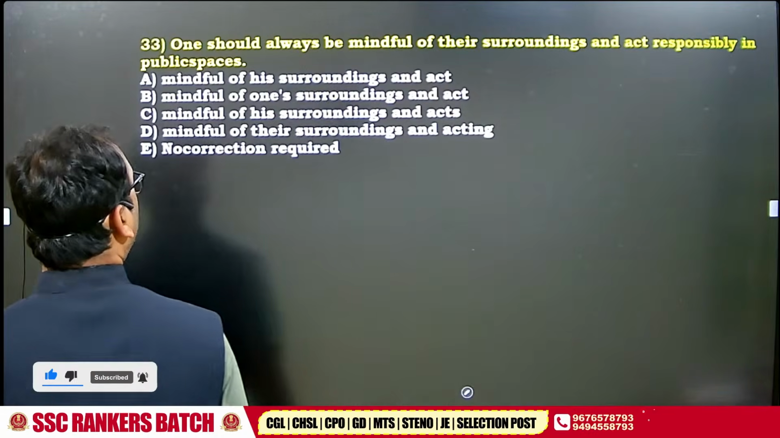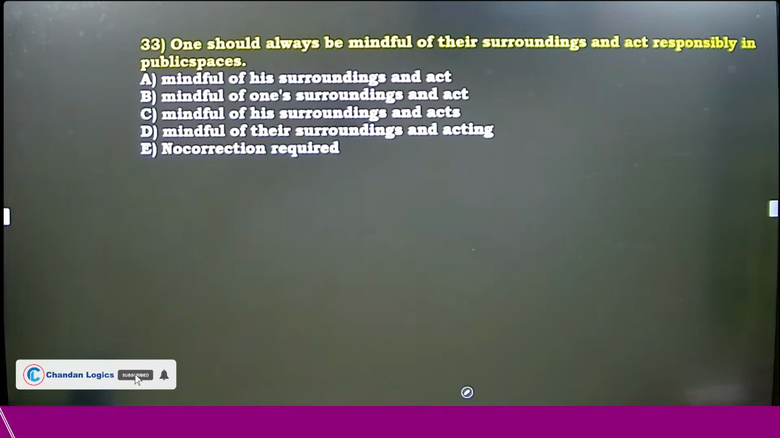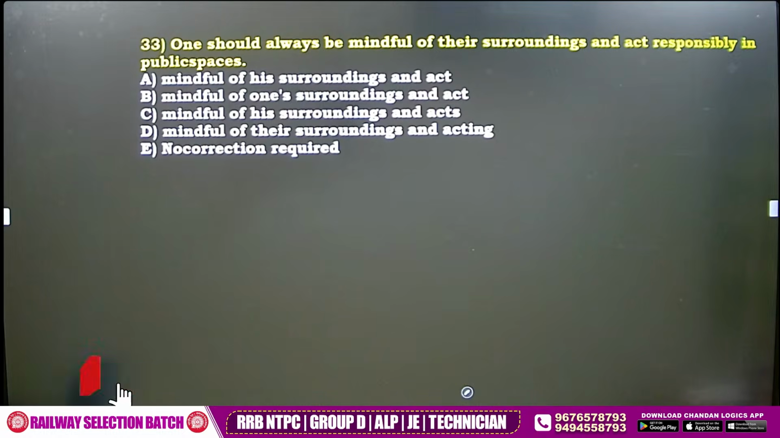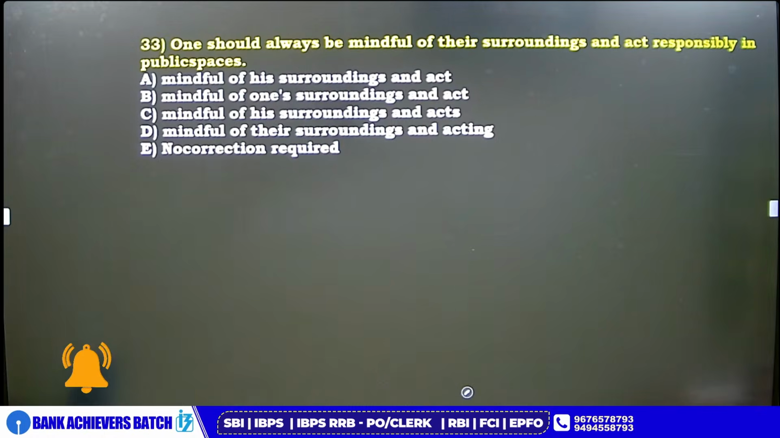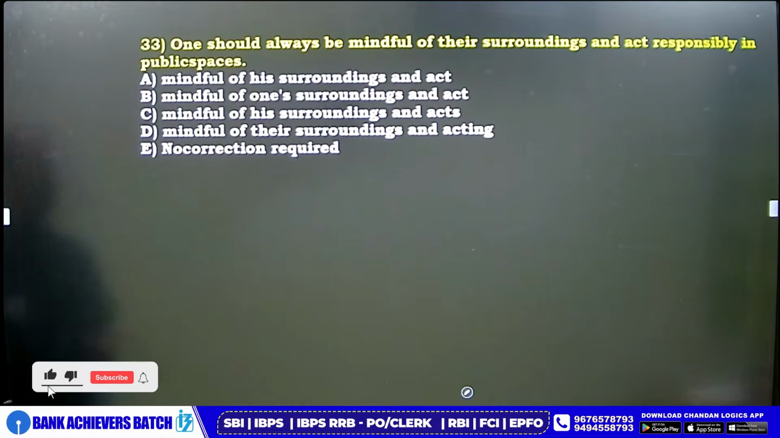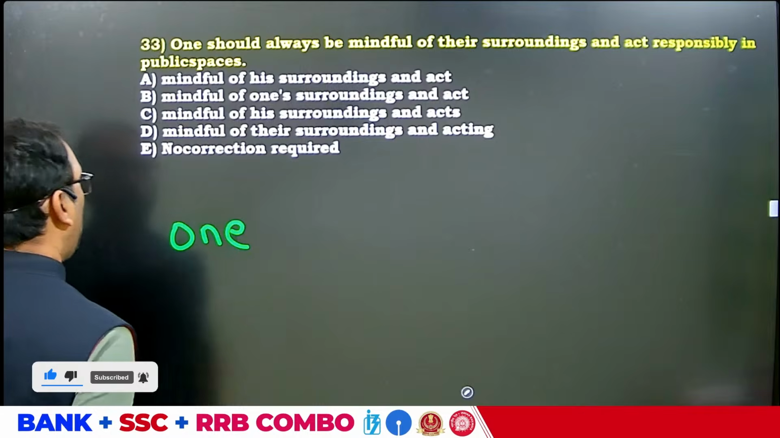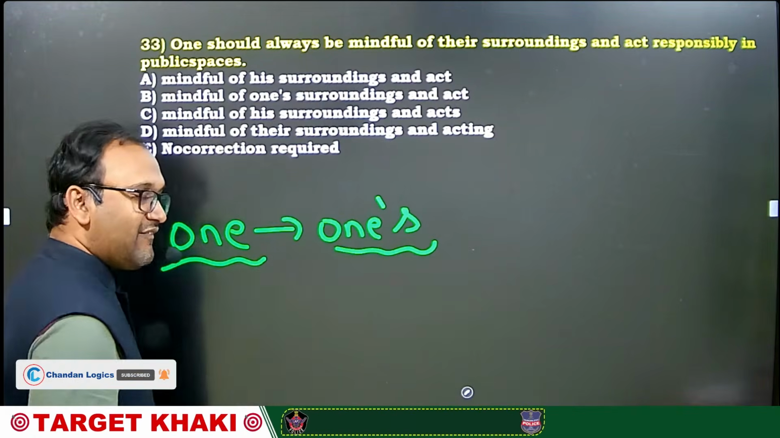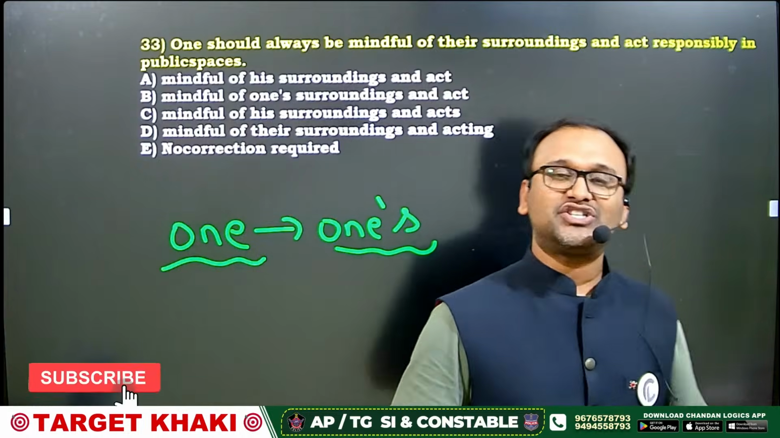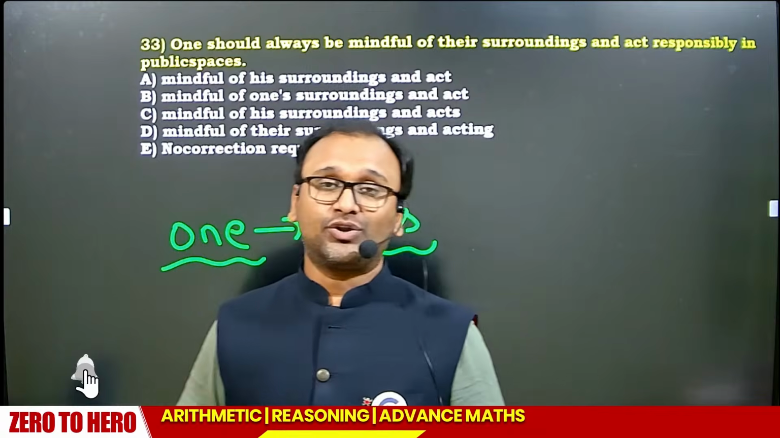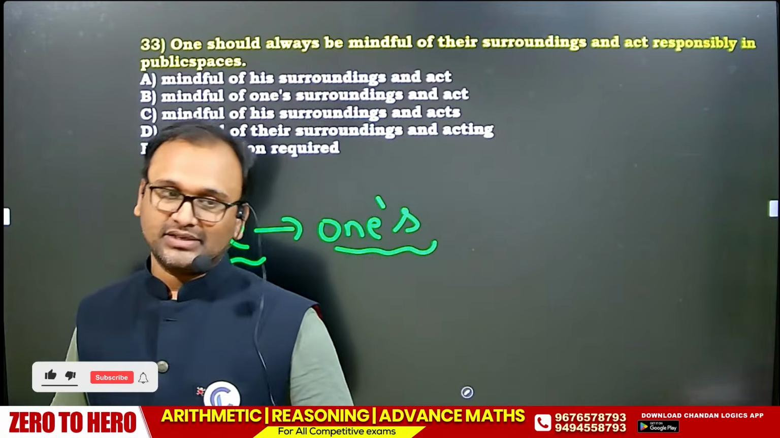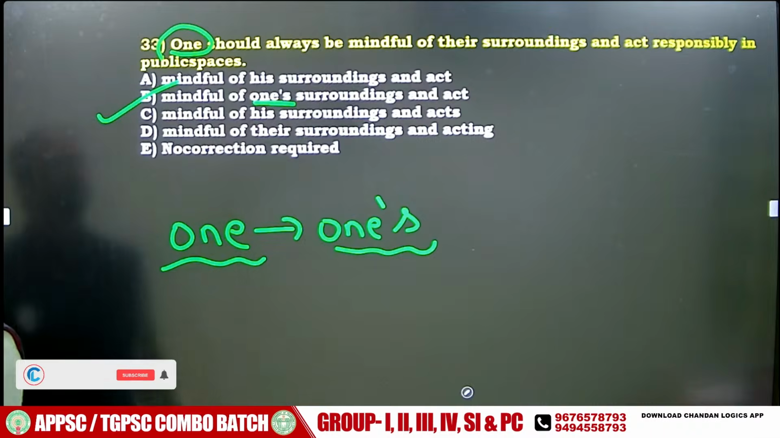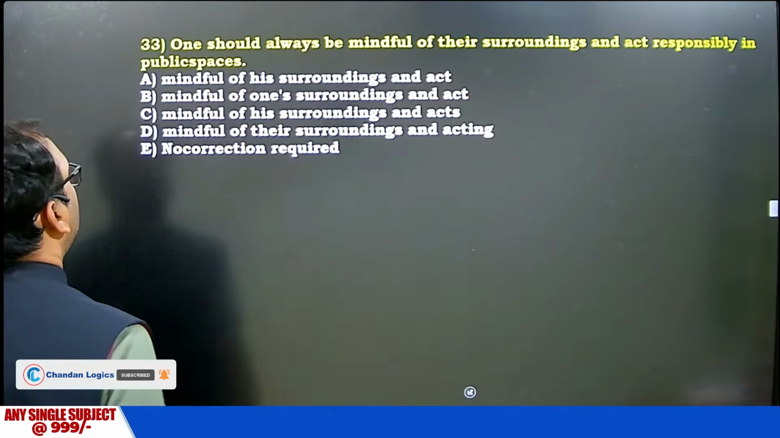One should always be mindful of their surroundings. Guys, shall I give you 20 seconds for this question? Get me the answer fast. Always remember, whenever we use one, the pronoun is also one. One should respect one's own country. One must do one's duty properly. One must love one's own country. So whenever we use one here, the pronoun also should be one's. One, one's.